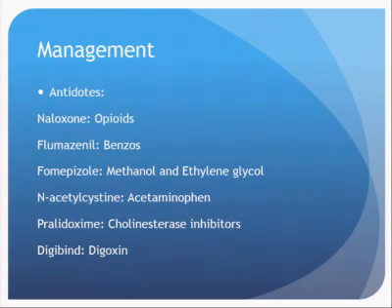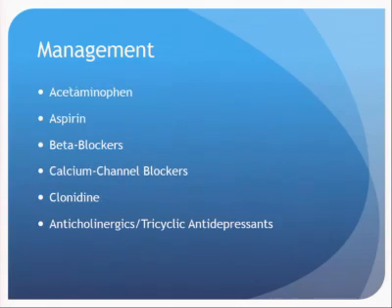Okay, antidotes, again, you just got to memorize. Narcan or naloxone is used for opioids, flumazenil for benzos, fomepizole is for methanol or ethylene glycol ingestions, N-acetylcysteine is one we use probably the most, for acetaminophen. Pralidoxime is for cholinesterase inhibitors, and I've never used that in my life. And DigiBind is for digoxin. It's the only thing that will help a digoxin overdose.